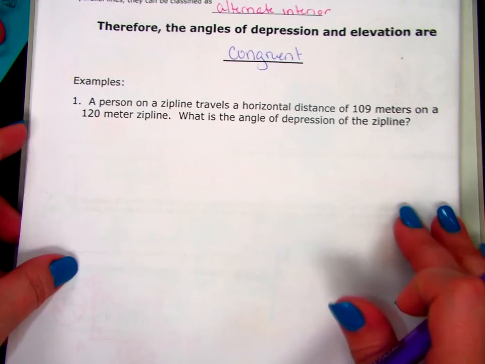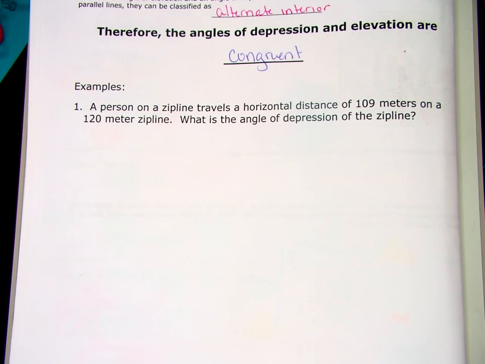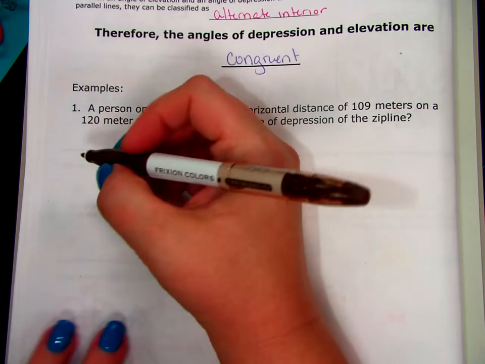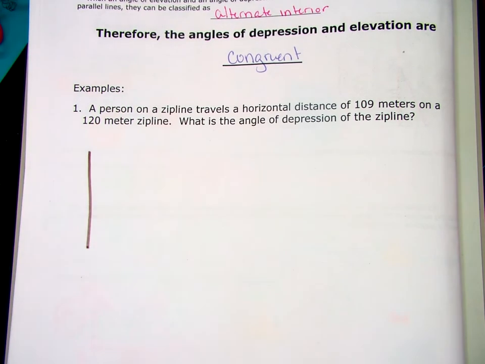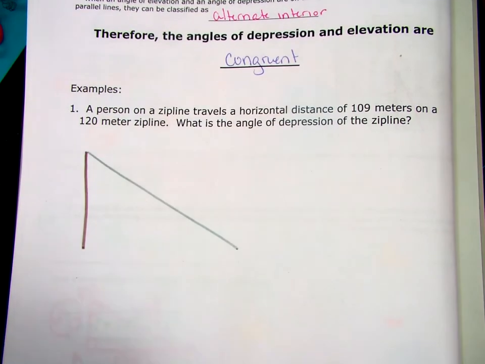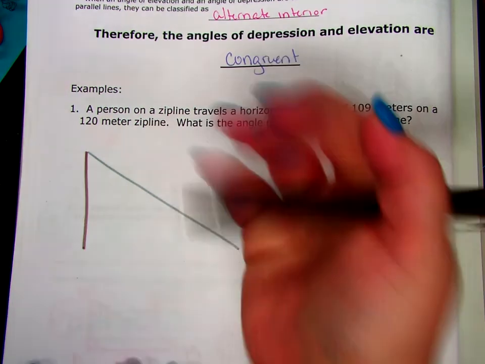Okay? Let's look at example 1. A person on a zip line travels a horizontal distance of 109 meters on a 120 meter zip line. Okay, so they are on a zip line, which means they started up off the ground, they climbed a ladder or a tree or something to end up above the ground. And then there's a cable that they zip down till they reach the ground. And so they're harnessed in.